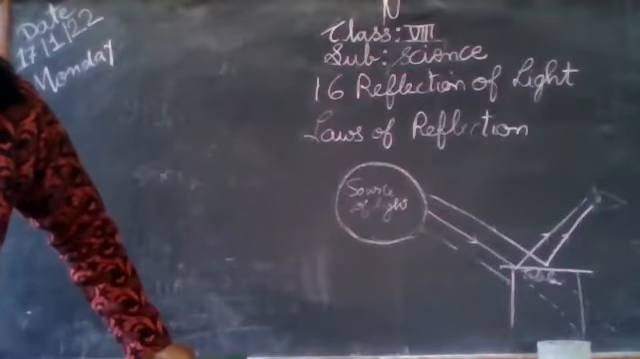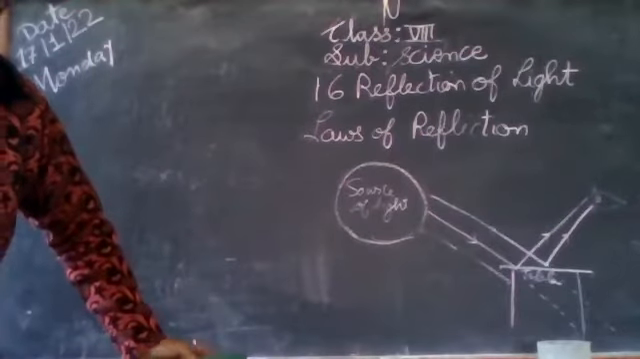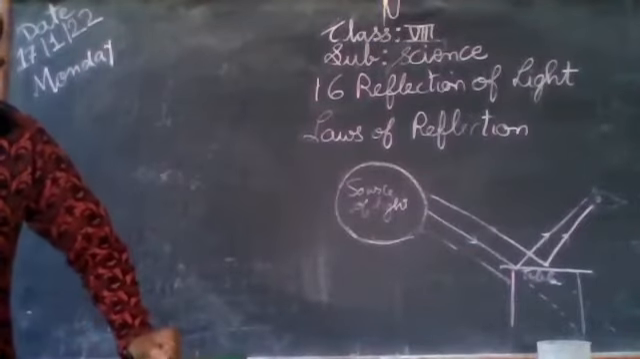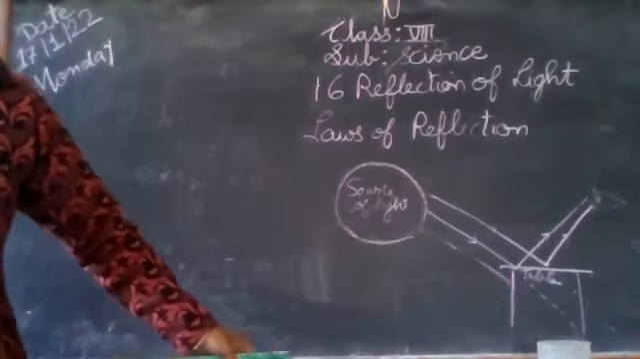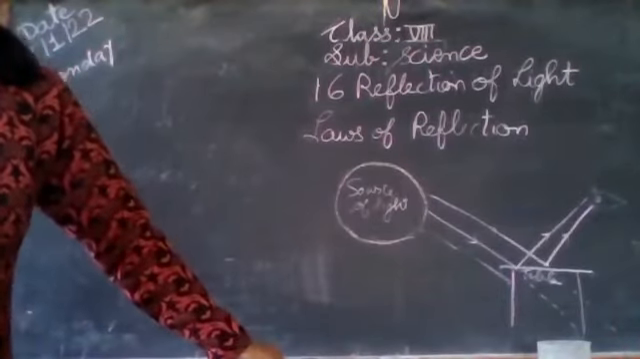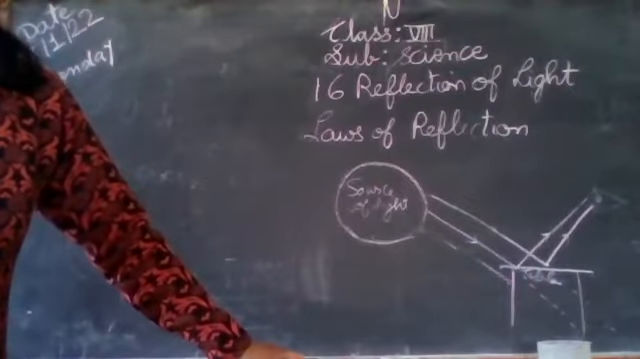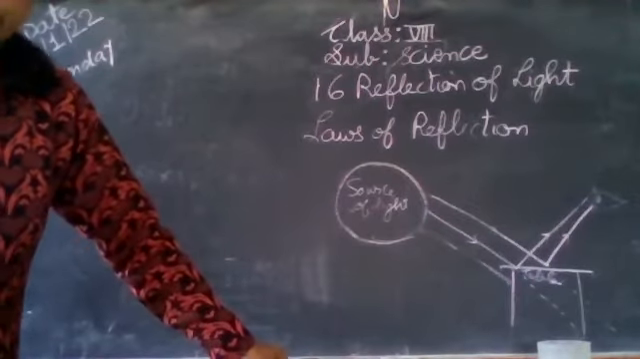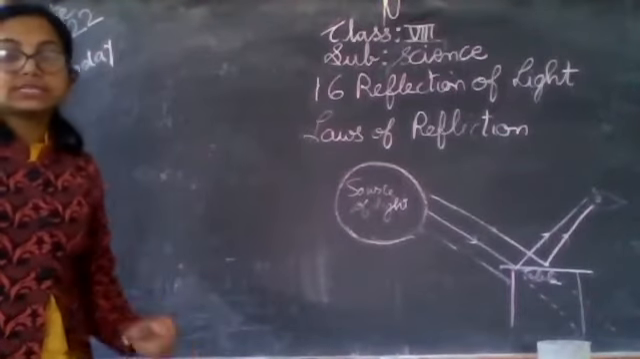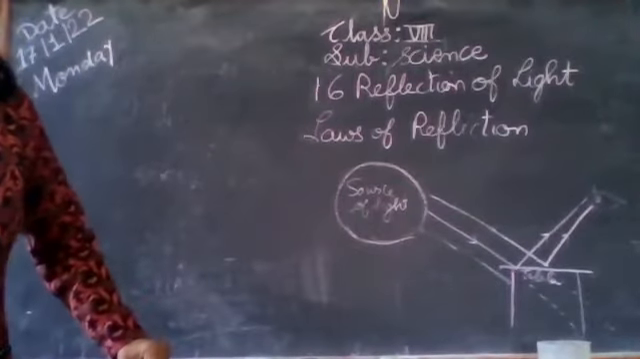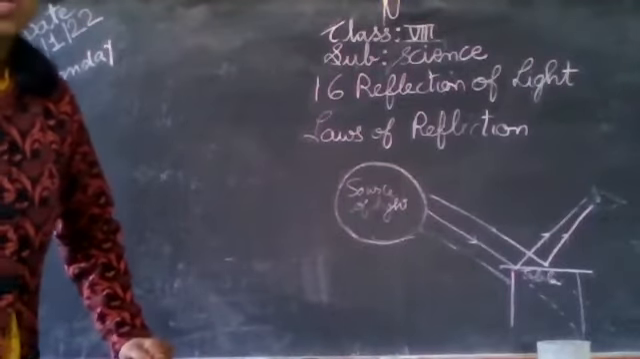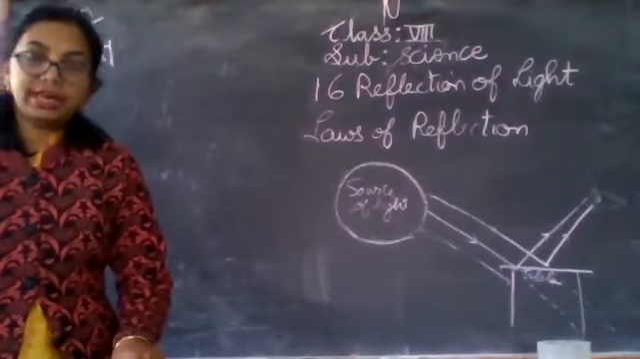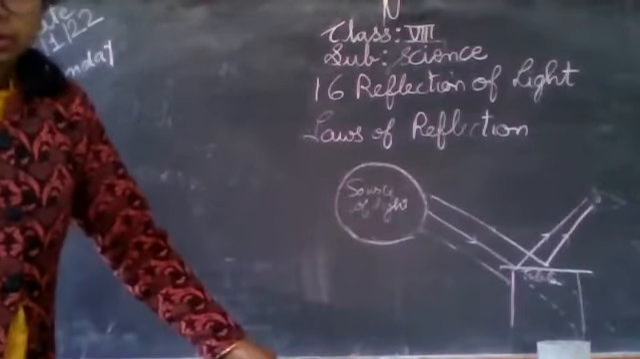So how will you write the definition? When light rays fall on any object, their direction changes. The direction of the rays changes and they turn back. They turn in the backward direction again. This is called reflection of light.